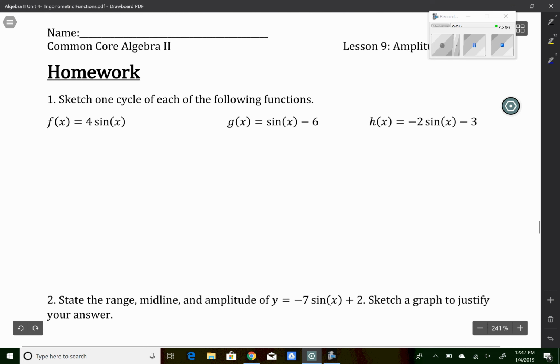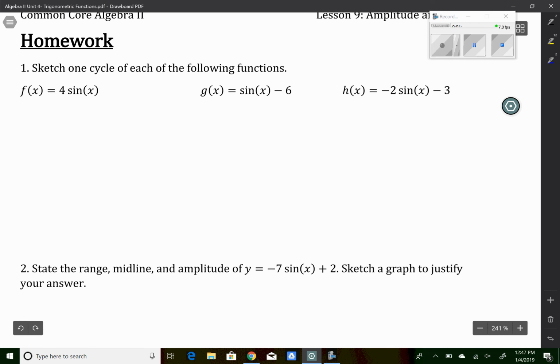All right, let's go into the homework. The homework says sketch one cycle of each of the following functions. The first one says f of x equals 4 sine of x. To graph one cycle, I really just care about the part of the x-axis on the right-hand side of the y-axis. I know I'm going up to 4 and going down to -4. I know I'm going out to 2 pi for one cycle. I'm going to have pi, 3 pi over 2, and pi over 2. I don't have to label all of those, though.